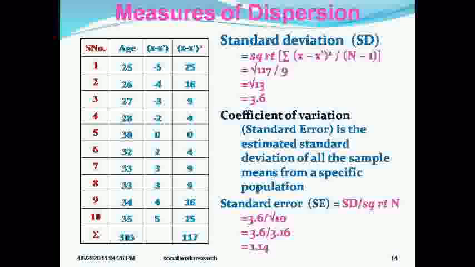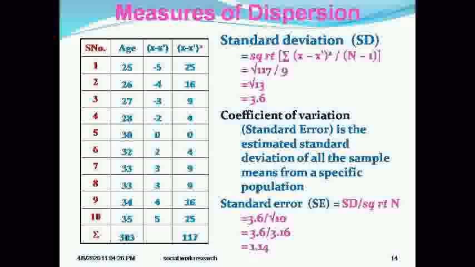And see x minus x dash, in the third column. The first value is minus 5. X means 25, the observation. X dash means 30, that is the average. 25 minus 30 means minus 5. Similarly, 26 minus 30 is equal to negative 4. 27 minus 30 is equal to negative 3. 28 minus 30 is equal to negative 2. 30 minus 30, that is 0.